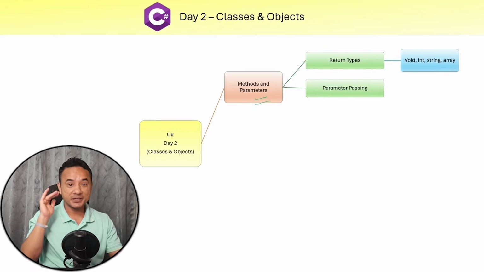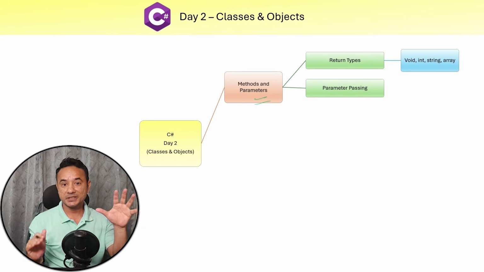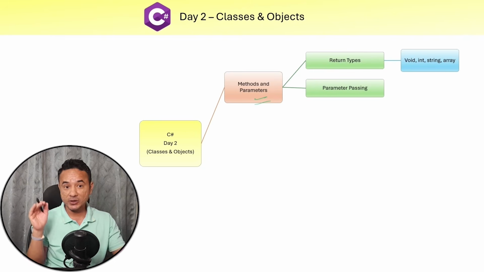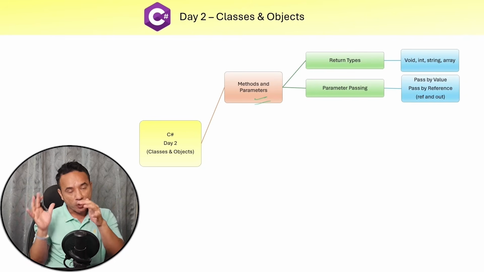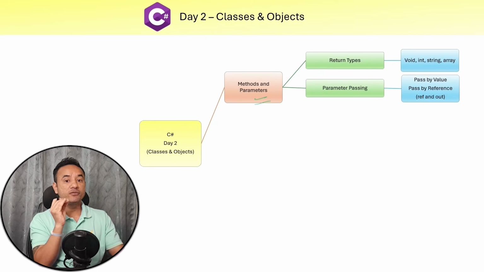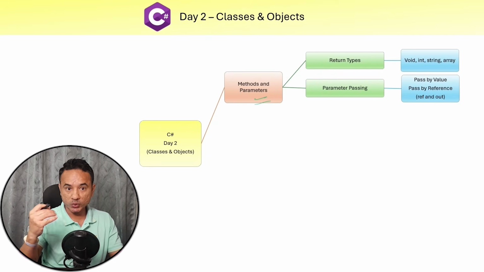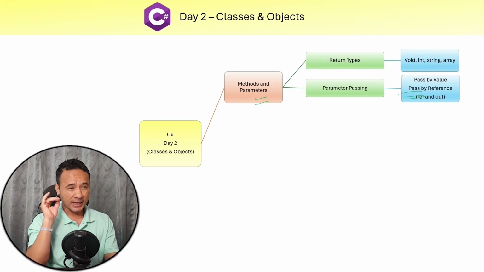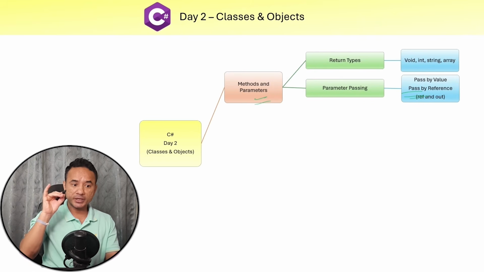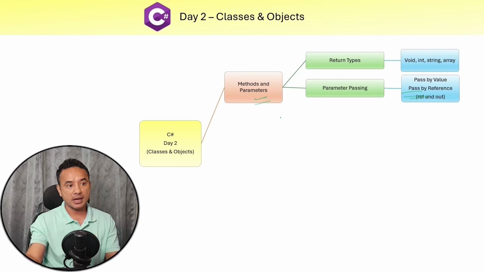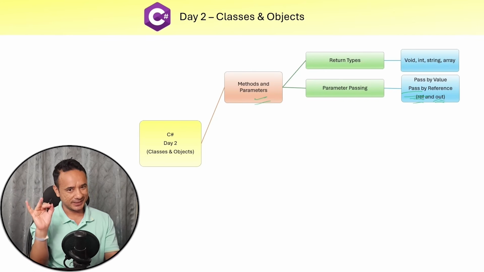Next is parameter passing. By default, C# passes parameters by value. It's like a copy of the data will be sent. But if you want to modify the actual value, you have to pass it by reference. Okay. And if you just want the method to return a value through a parameter, you can use out. So this ref and out difference is very important from the interview point of view. Ref needs initialization before passing, out does not need it.